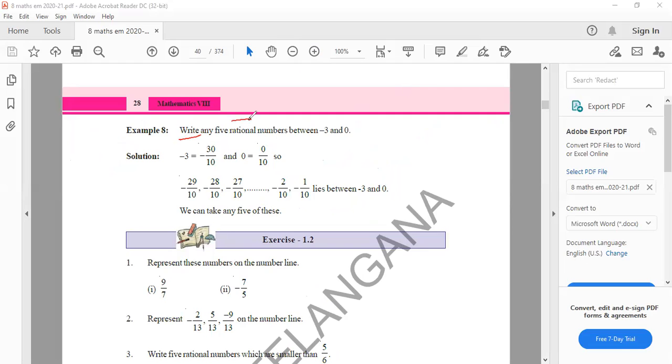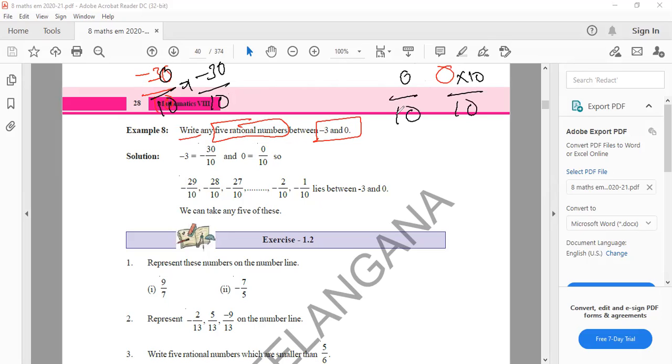Write 5 rational numbers between -3 and 0. Here is -3, here is 0, and we need 5 numbers. So it is simple. You multiply the numerator and denominator by 10. So -3 becomes -30 by 10, and 0 becomes 0 by 10.